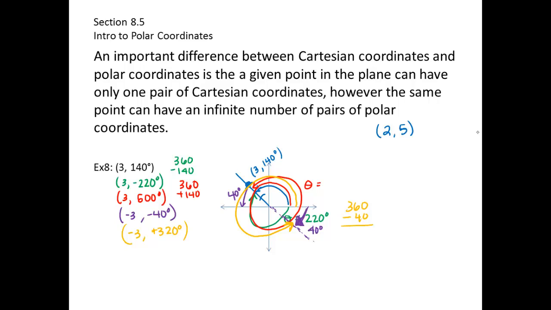Back in the Cartesian coordinate system, we had one way to do this. In the polar system, look at all of the things that mean exactly the same place.